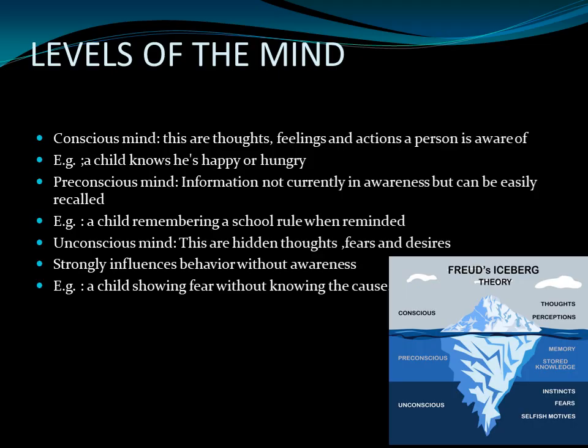Then the last one is the unconscious mind. These are the hidden thoughts, fears, and desires, and they strongly influence behavior without awareness. For example, a child showing fear without knowing the cause. The child is just afraid and doesn't know what they are afraid of. There is the unconscious mind. Now let us begin with the three structures.